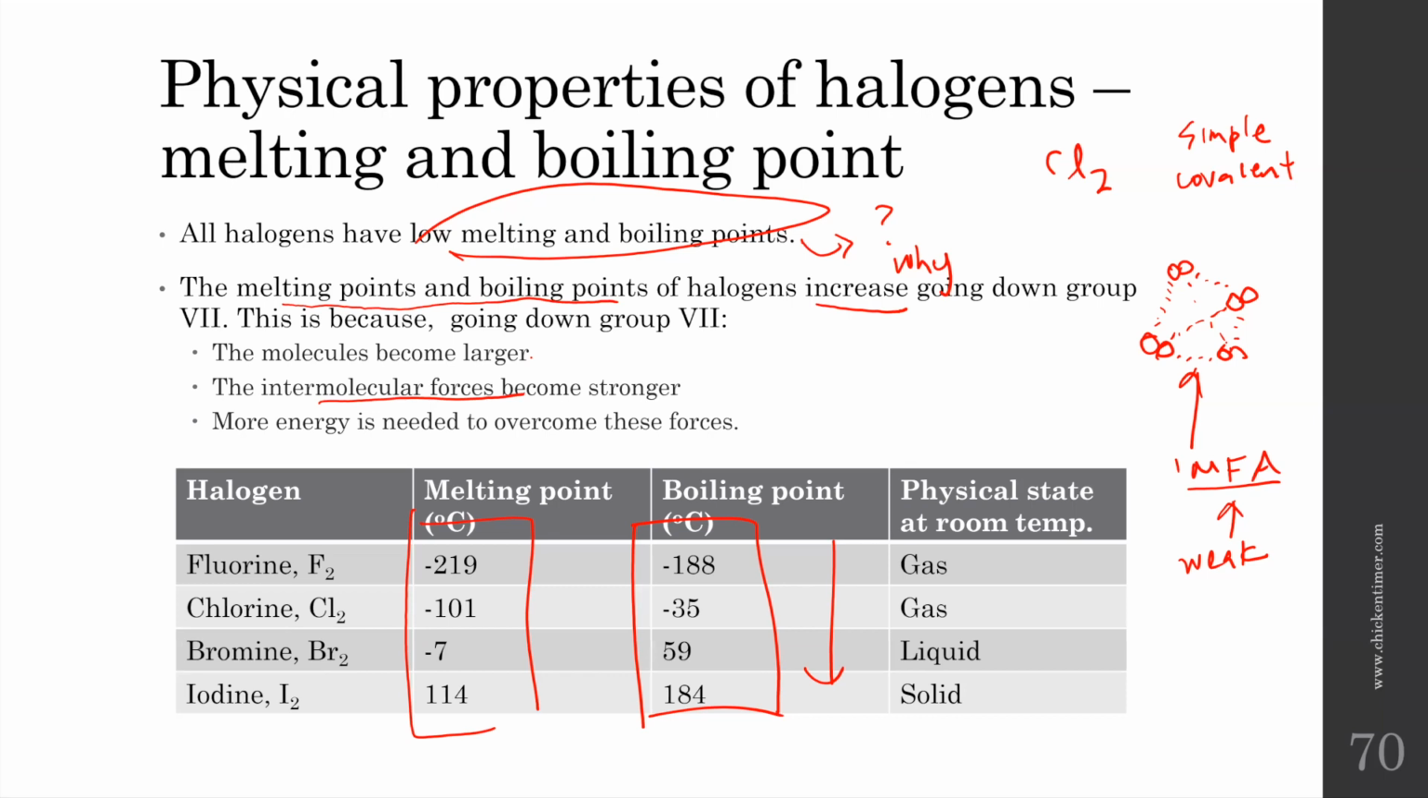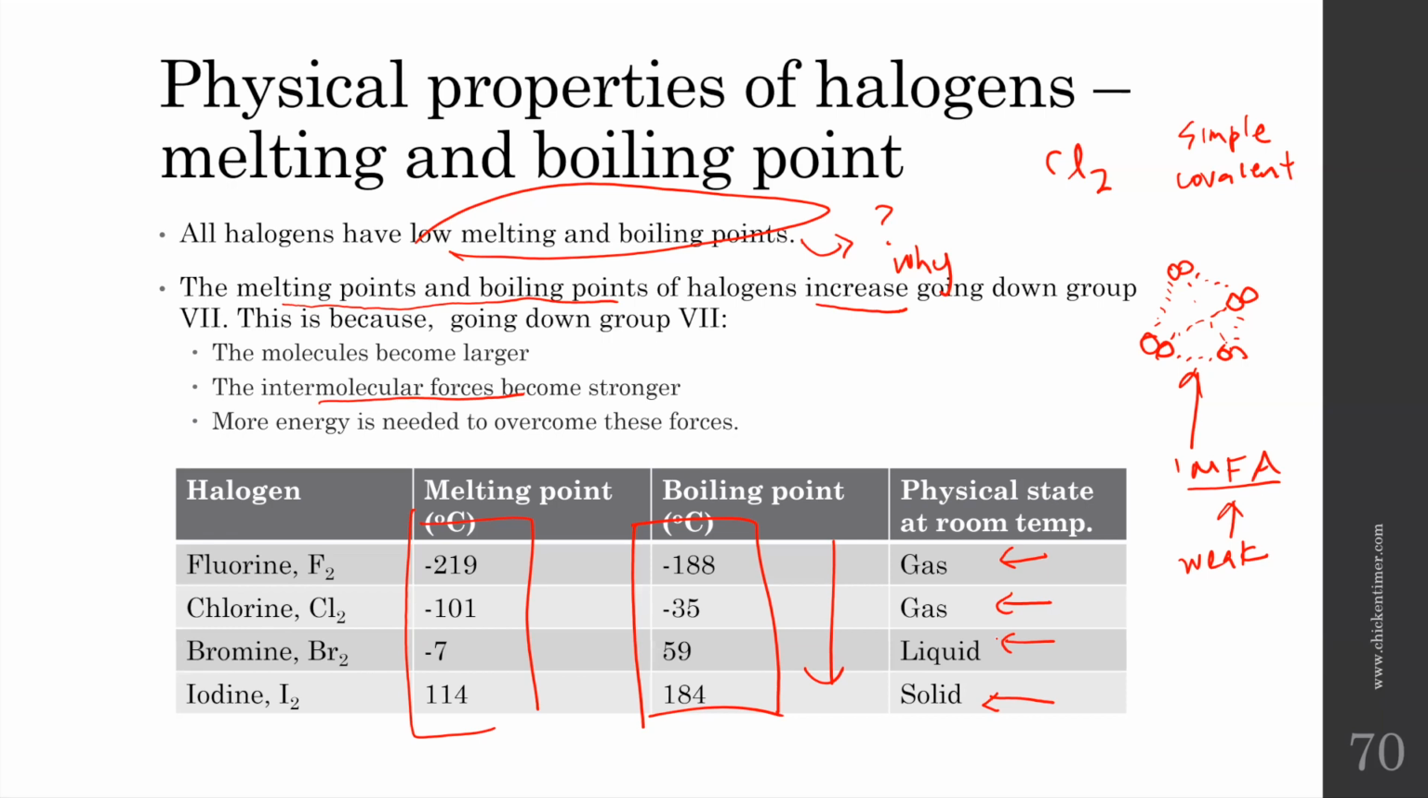It's because the melting and boiling point increase, then you find that chlorine is a gas at room temperature, bromine is a liquid at room temperature, then iodine is solid at room temperature. Okay, so they can ask you why do halogens have low melting and boiling point?